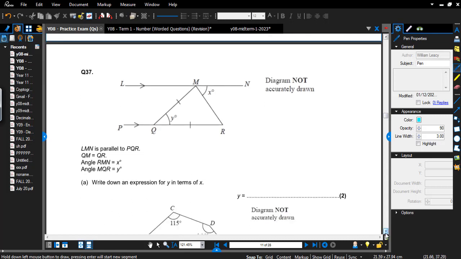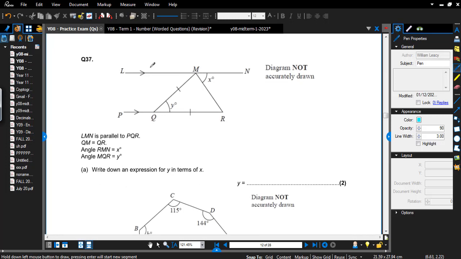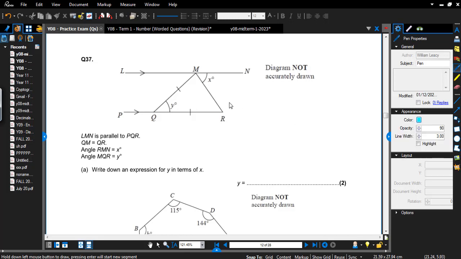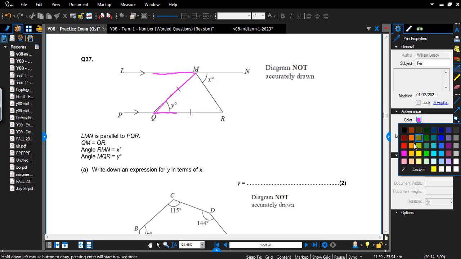LMN is parallel to PQR. Okay, so that line's parallel. So parallel, the second you see parallel, your brain needs to switch on and say Z shape, alternate angles, co-interior angles, corresponding angles. Alright, Z shape. Okay, where do we have Z shape? There. That's a Z shape, isn't it? And then you kind of have a reverse Z shape as well. Some people might call it an F shape.